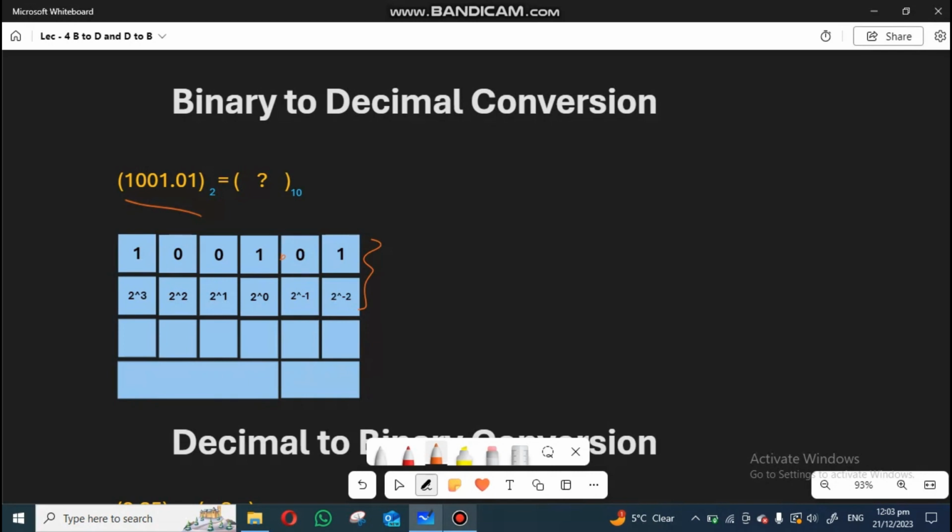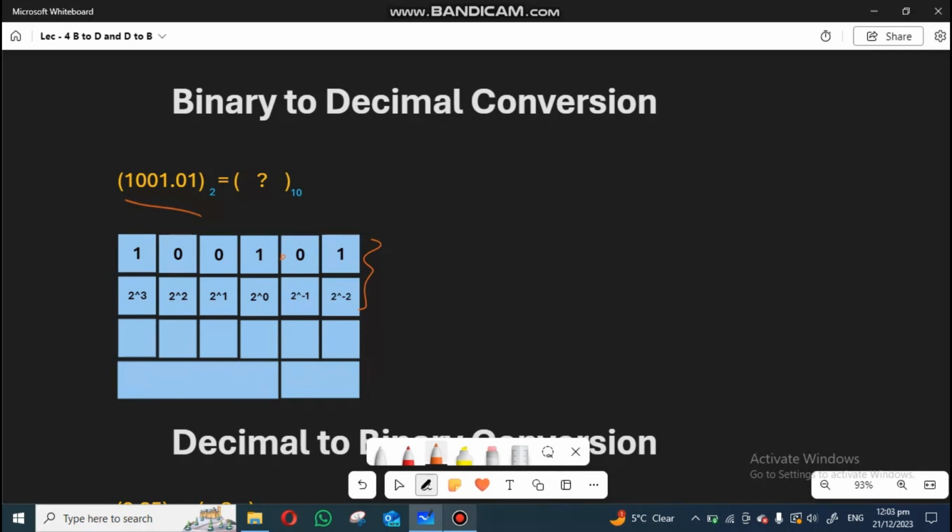Now while going to the right side of the fractional point, you will decrement the power. If here the power is 0, here the power will be minus 1, minus 2, minus 3, and so on. So now what would you do? You have created a table like this. Now you will see that 2 power 0 is actually 1.